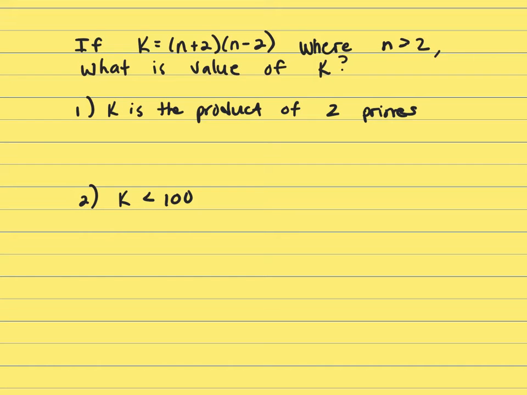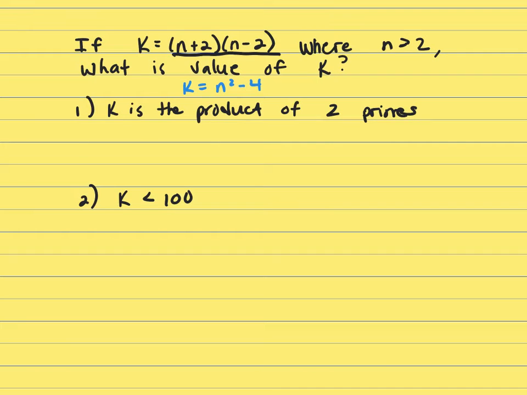All right, we have k equals (n+2) times (n-2), and if you multiply that part out, you get k equals n squared minus 4. If you're not sure how I got that, email me and I'll show you how you multiply it out.